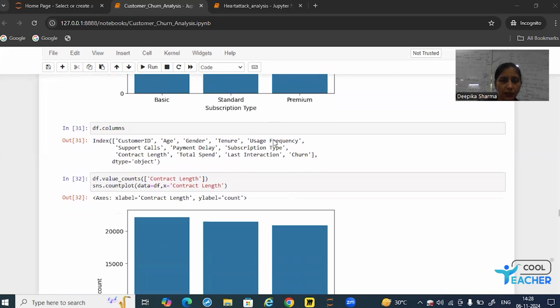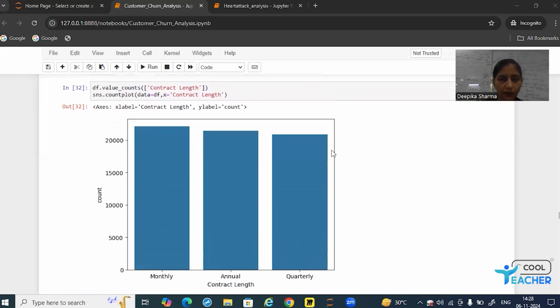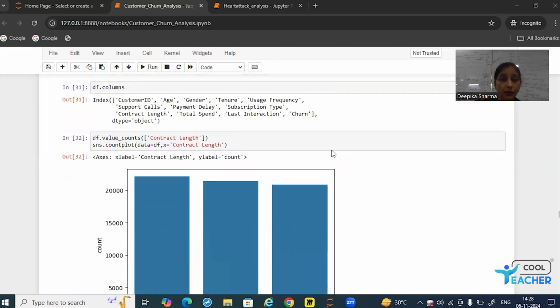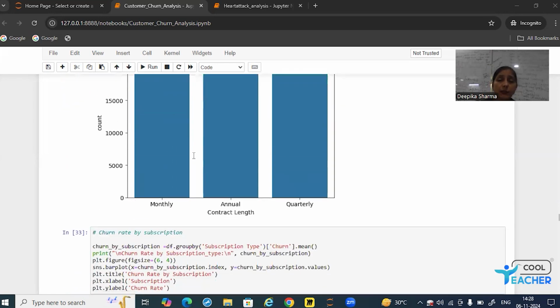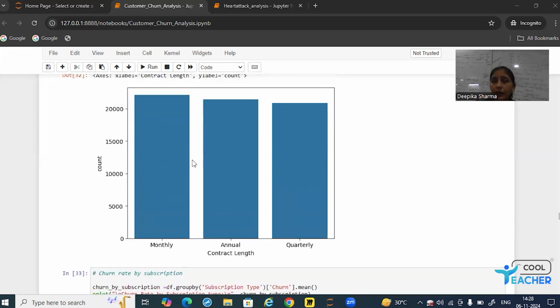Now, if we check the contract length here. So what is the contract length? Basically, here we are trying to make the graph, the visualization. We are taking the data frame value counts of contract length and plotting this one as contract length. You can see cbond.countplot. What is the monthly, annual, or quarterly contract length provided here?